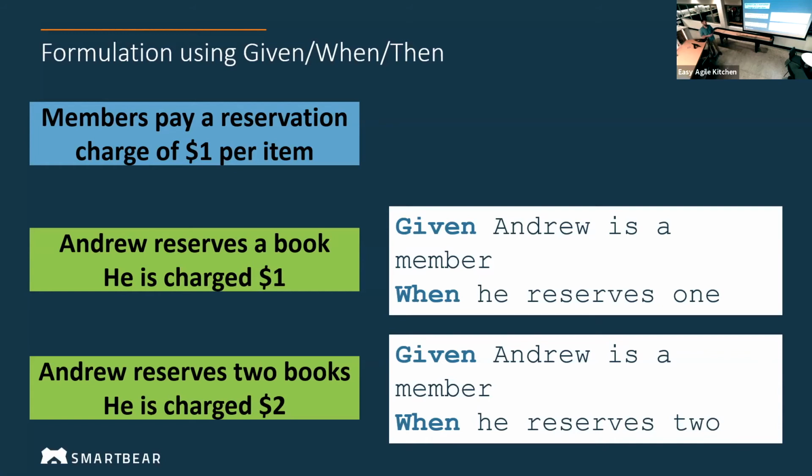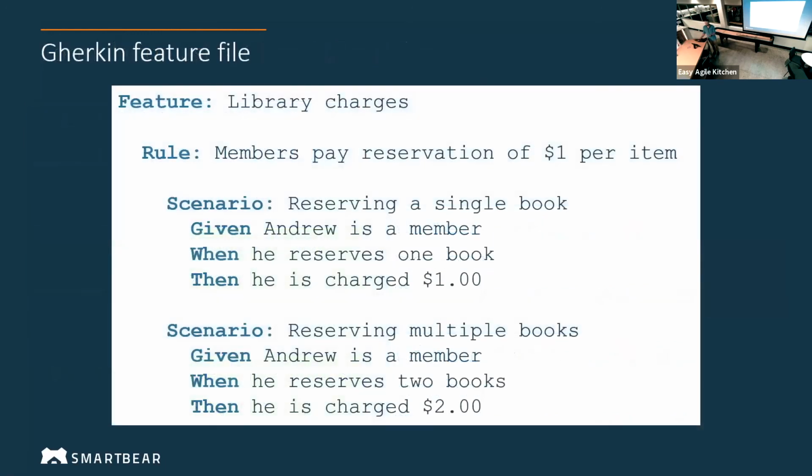So in this example, given Andrew is a member, when he reserves, etc., then, so given, when, then, the Gherkin syntax is typically used. And then you'll get something like this where the feature file is being developed. Typically the feature files will be written by a pair or one person, and then it gives an opportunity for the business side to validate that this is exactly what we're going to do. So the next stage is we're going to start development.